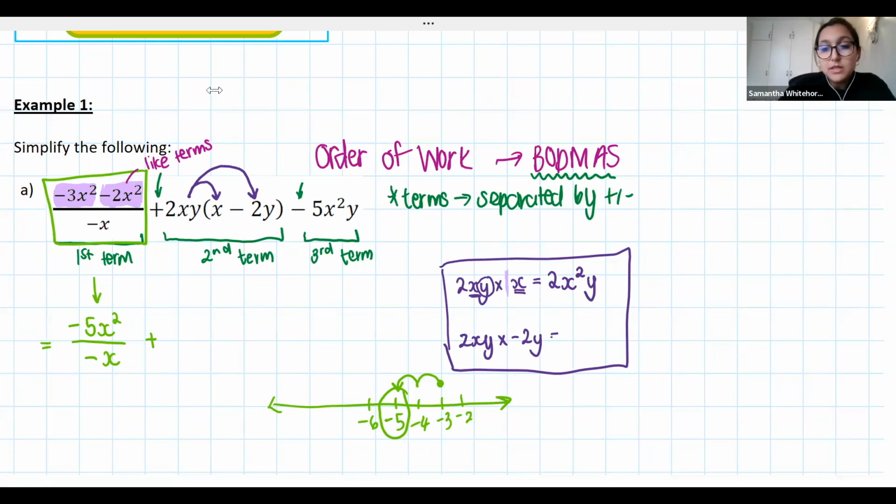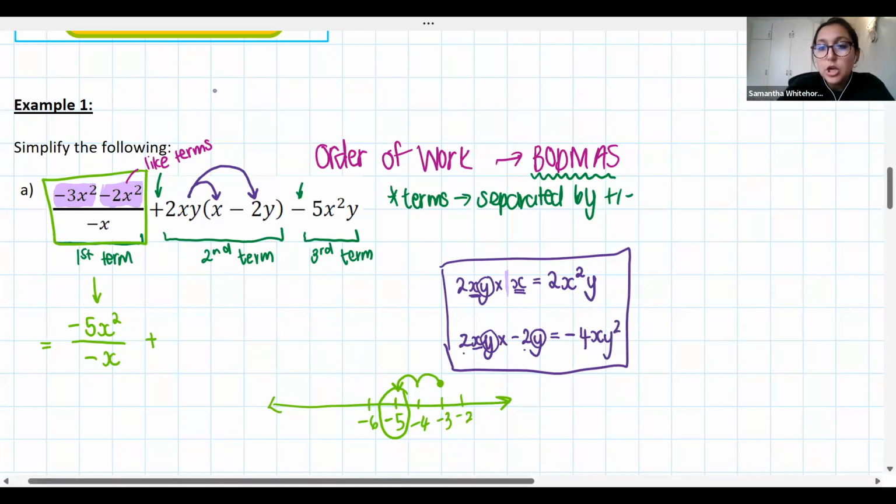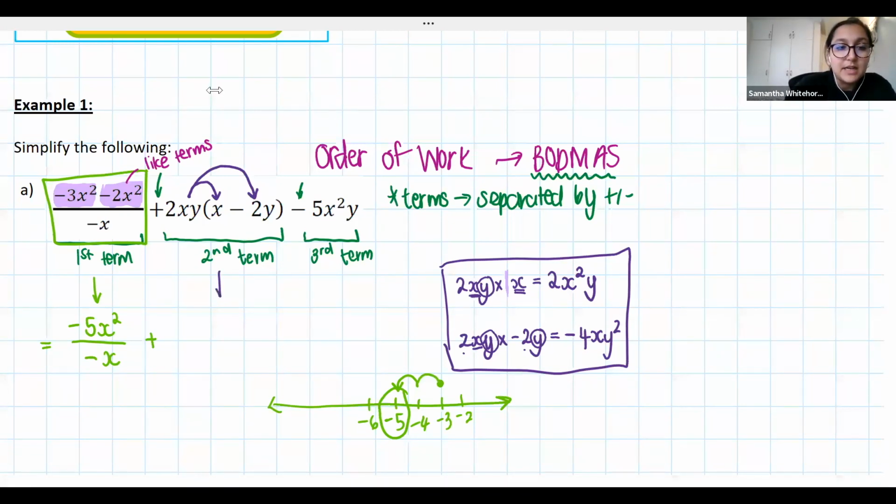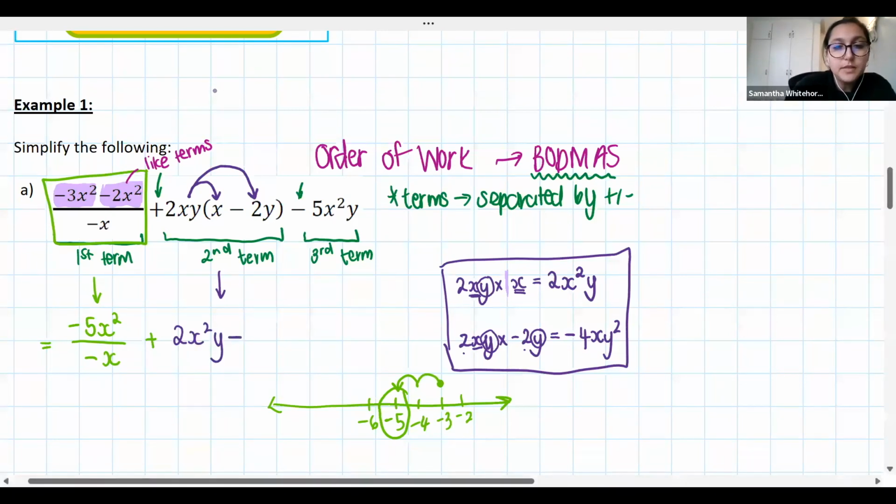Then my second multiplication, I've got a positive times a negative, which is a negative. 2 times 2, which is 4. X times no other x, so it just stays x. But now I've got y times y, which is y squared. So I have done my distribution from my second term. So this distributes to positive 2x squared y minus 4xy squared. So I have done my distribution for term 2.